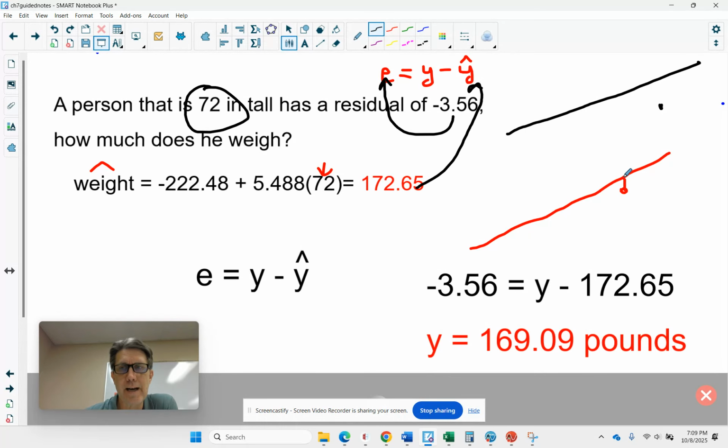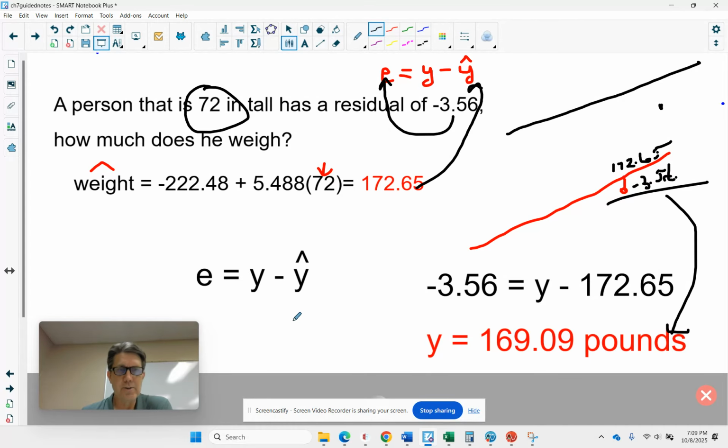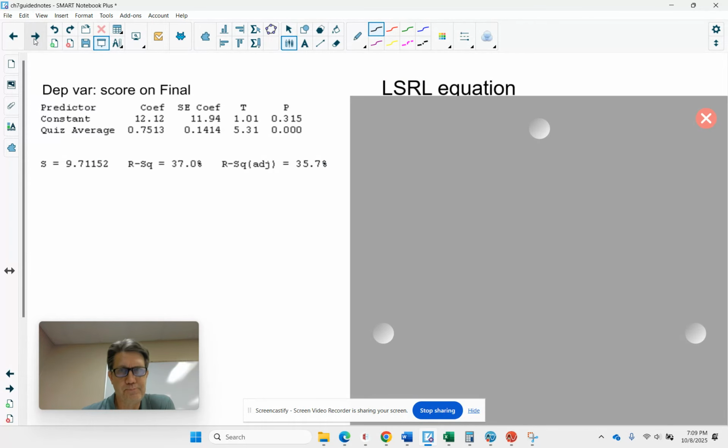Now, the other way to look at it is if you drew a line and you said, this is my prediction. My prediction is 172.65, and if I have a negative residual, if I subtract the 3.56, I'm going to get 169.09 pounds. So you have to know that equation on a test. It'll be on the reviews. It'll be on several of the practices. Make sure you know how to do that.